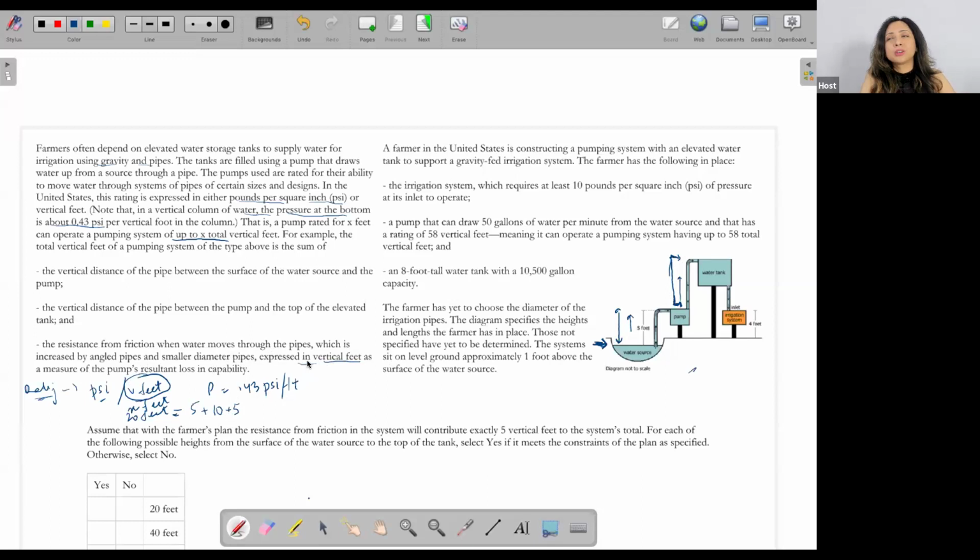I don't have to worry about how they calculate this 5 feet or this particular expression of vertical feet based on the friction, because that is not given to me. So I don't have to worry about how to do that calculation. All I know is that when I say that the rating of a pump is 20 feet, it consists of three things I've been given. One is the vertical distance from the water source to the pump. Second is from the pump to the top of the water tank.